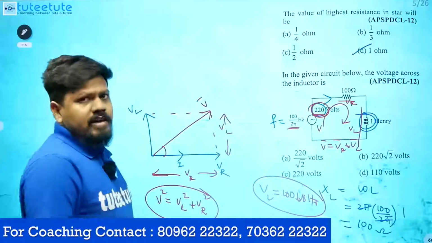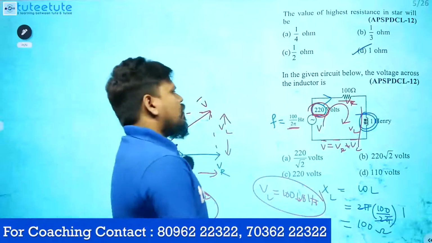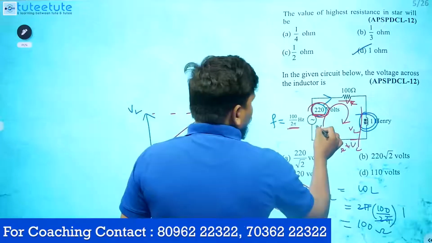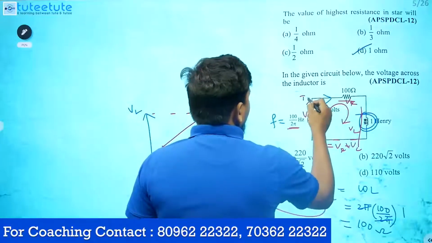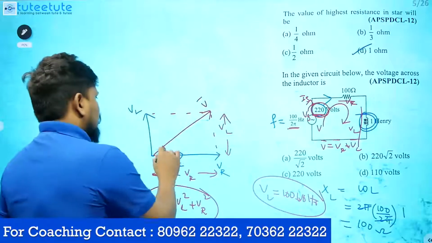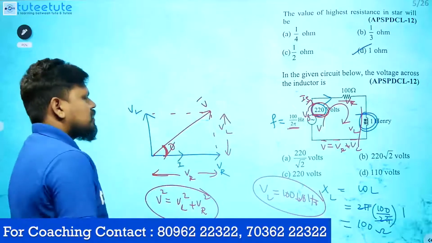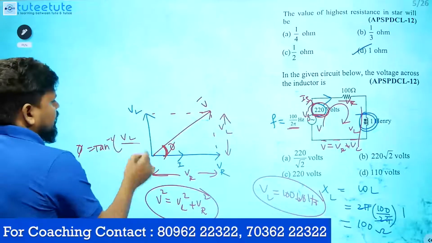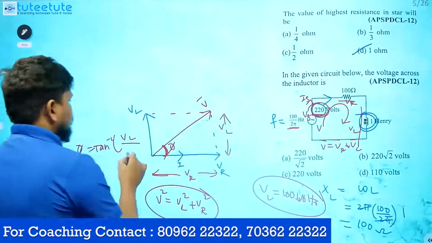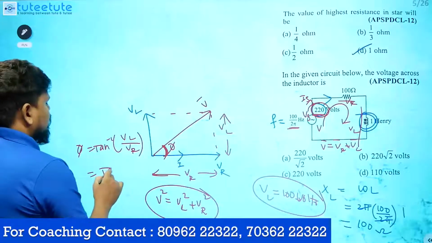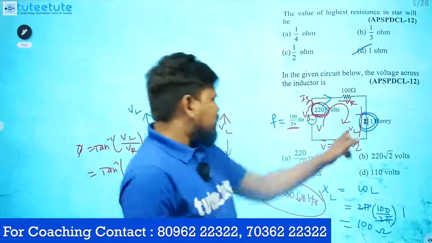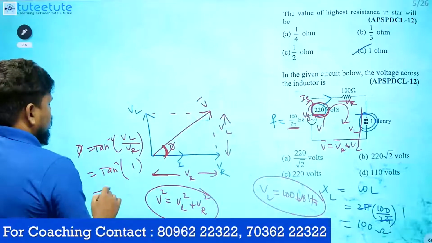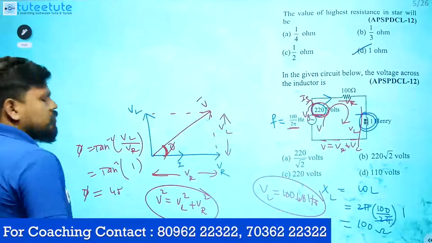But in terms of angle, for this question, what is the angle difference between voltage and current? If they mention source voltage Vs and source current Is and ask the angle difference, you have to consider this. Phi is nothing but tan inverse of VL divided by VR, since tan means opposite by adjacent. The voltage across the inductor is 100, so the remaining 100 you will get here. That is 100 by 100, which is 1, so you get 45 degrees. So phi equals 45 degrees.